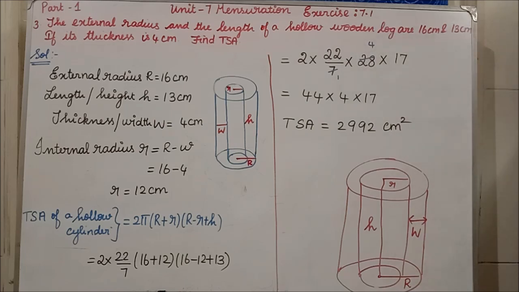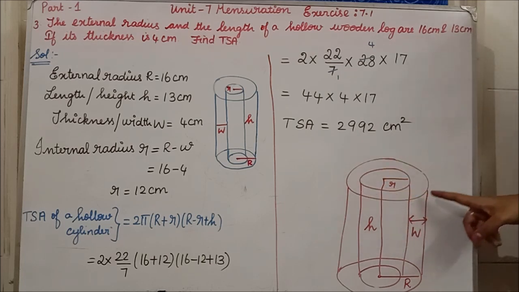Hollow cylinder. Okay, hollow. First we have to know what a hollow cylinder is. A hollow cylinder is bounded by two coaxial cylinders of the same height.